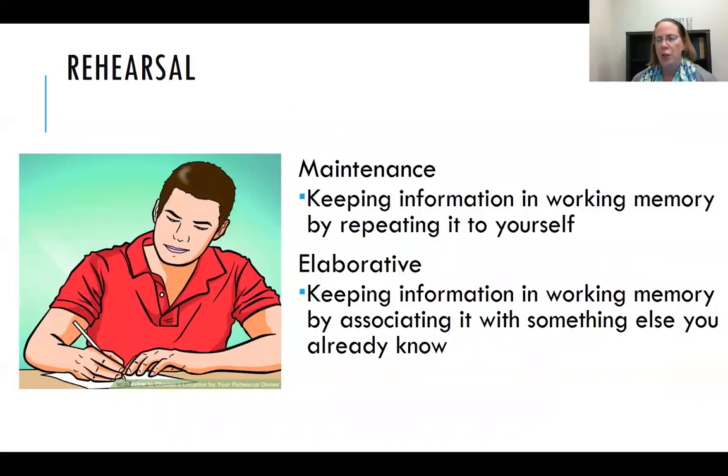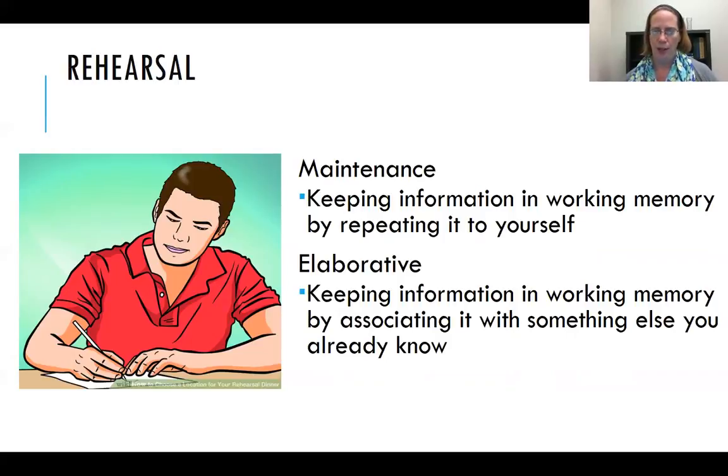So an important strategy for moving information from short-term or working memory into long-term memory is through rehearsal. And there are two types of rehearsal, maintenance and elaborative. So with maintenance, you keep information in working memory by repeating it to yourself. For example, repeating a phone number that someone told you until you can write it down is an example of maintenance rehearsal. This may or may not find a way to get put into long-term memory, and it's usually not as effective as elaborative rehearsal.